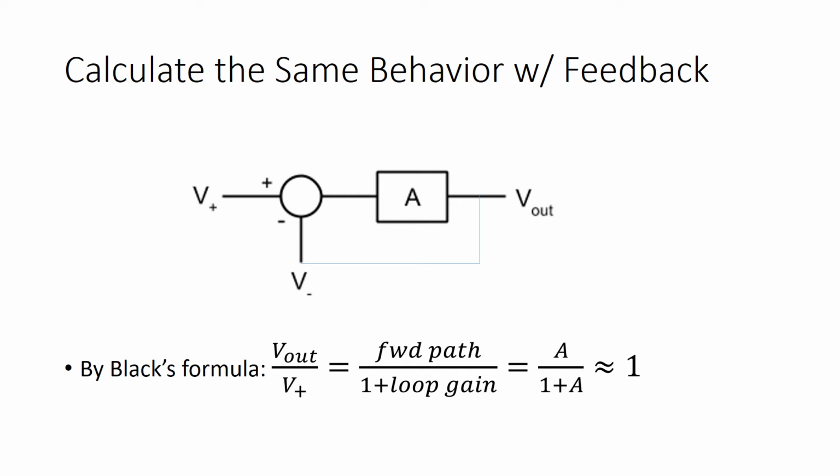We're not going to dig deep into this because it's not the focus of this class, but you can get to the same result using the feedback theory you learned in E79. If we put a feedback factor of 1 between Vout and V minus in the feedback model of the op-amp from earlier, then we can use Black's formula, which says that the closed loop gain is equal to the forward path over 1 plus the loop gain, to discover that the gain from V plus to Vout is about 1, as shown here.